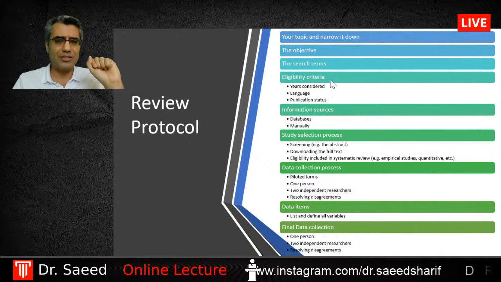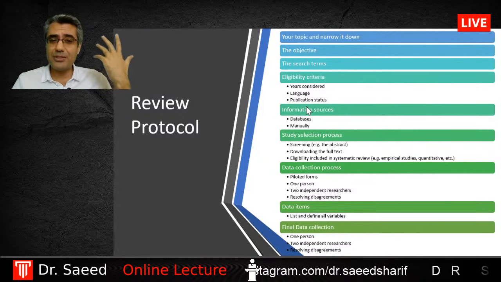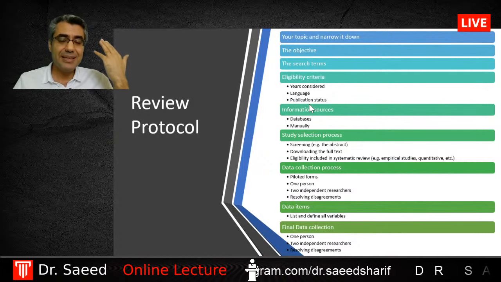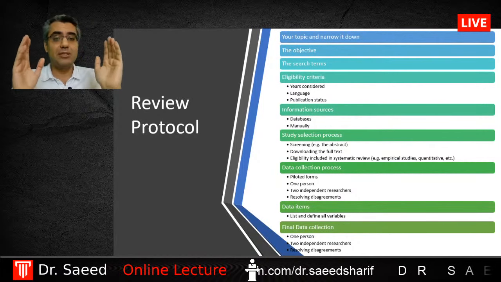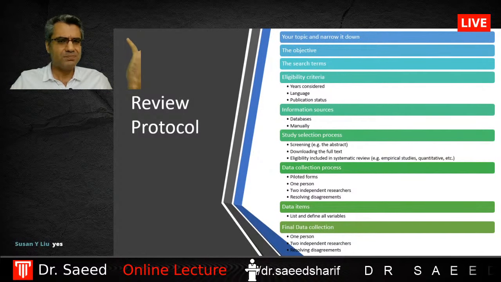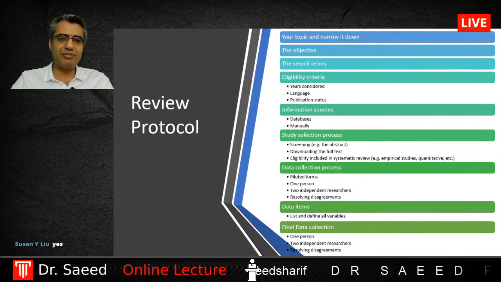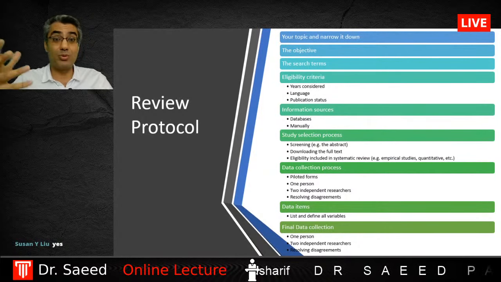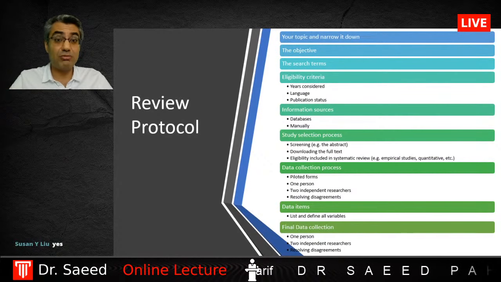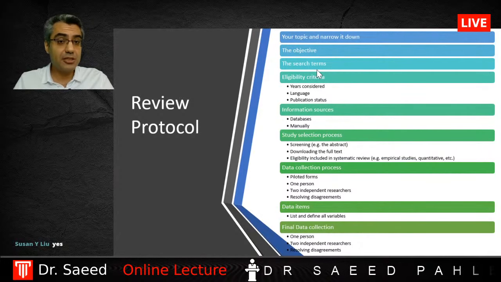Then you decide about eligibility criteria. What papers to include? Do you want to review all papers from the beginning till now, or do you want to limit it to the past 10 years? For example, if your paper is about technology, I don't think anyone is interested in papers published 50 years ago, right? Because technology is growing very fast, it's changing very fast. So you may limit your search to the past 10 years.